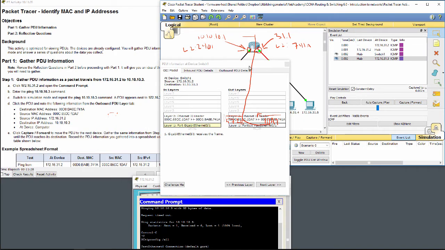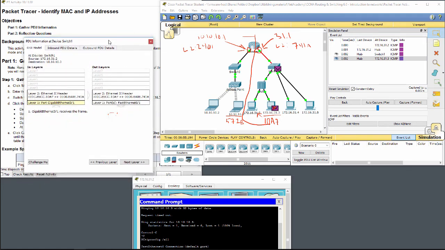If we look at the switch, we can see that it looks at the destination address on layer 2. It works on layer 1 and 2, and the destination address is the 741A. So it sends it out.